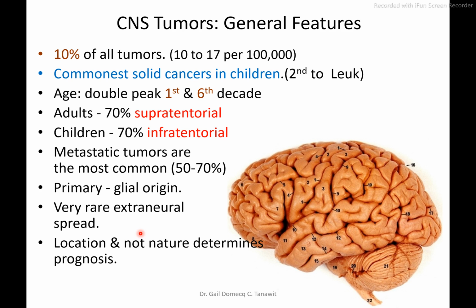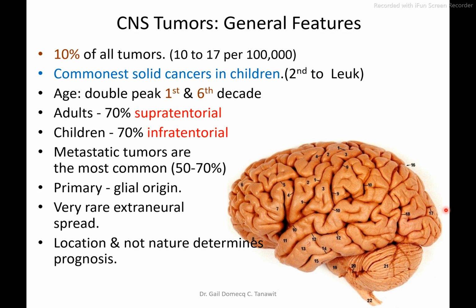Ang mga primary tumors in pediatrics would be leukemias. The next would be CNS tumors. So the age has a double peak during 1 to 10 years of age. Tapos 60s and above, nagpipeak na naman siya. And the predilection, in adults 70% would be supratentorial, here above the tentorium cerebelli. For the children, it's infratentorial.